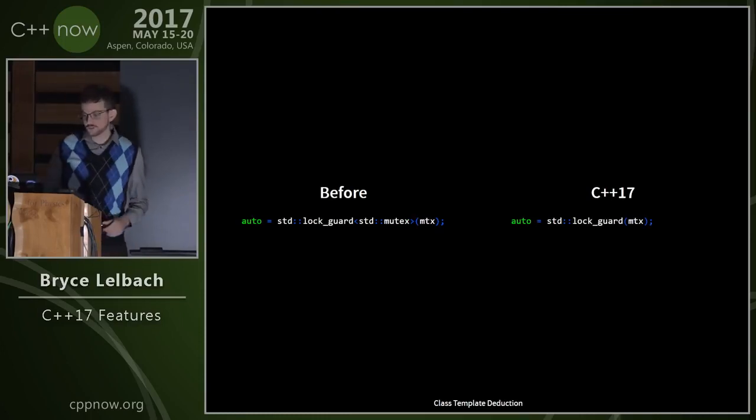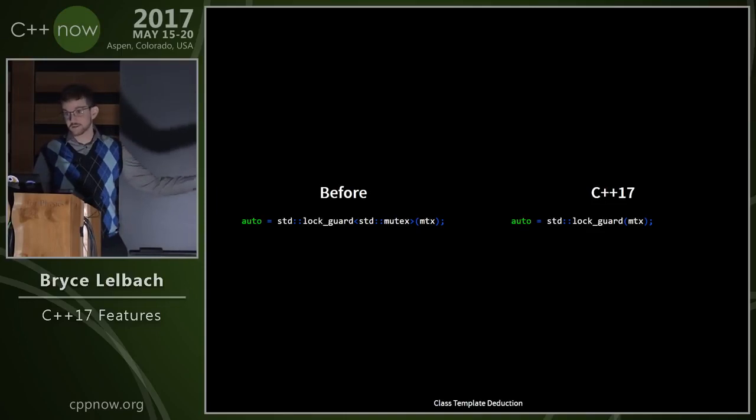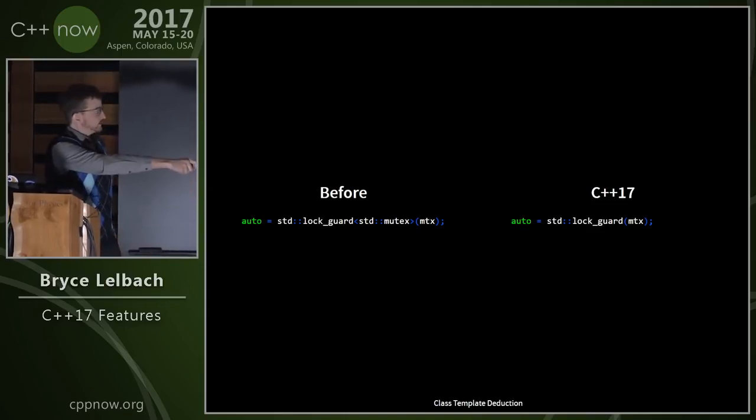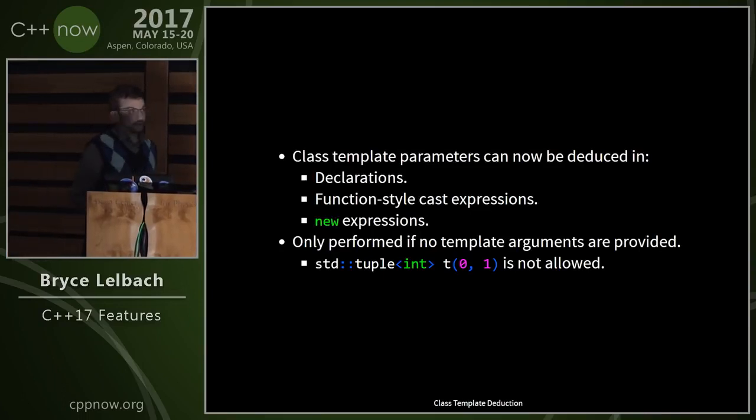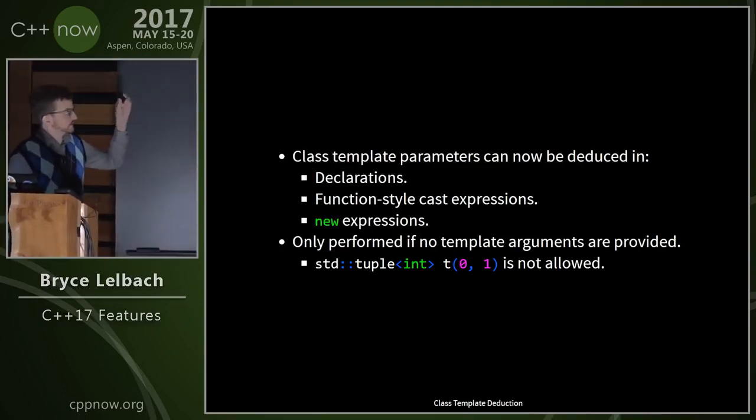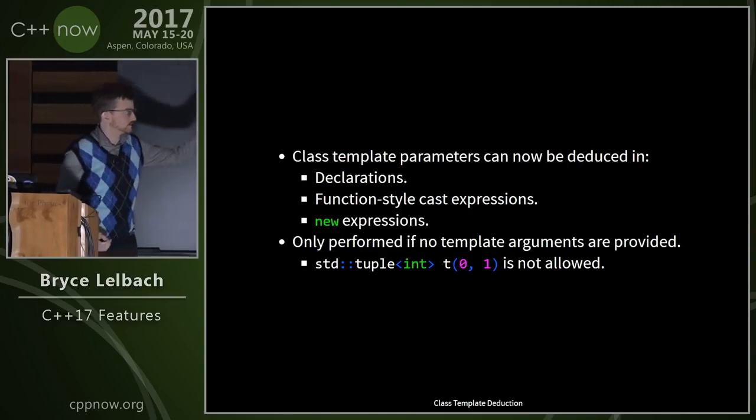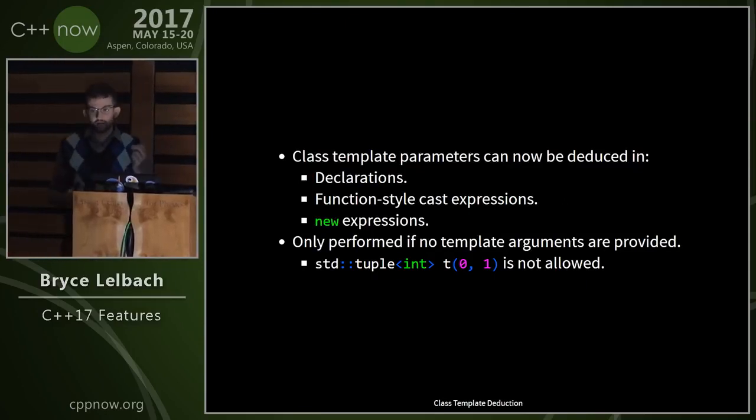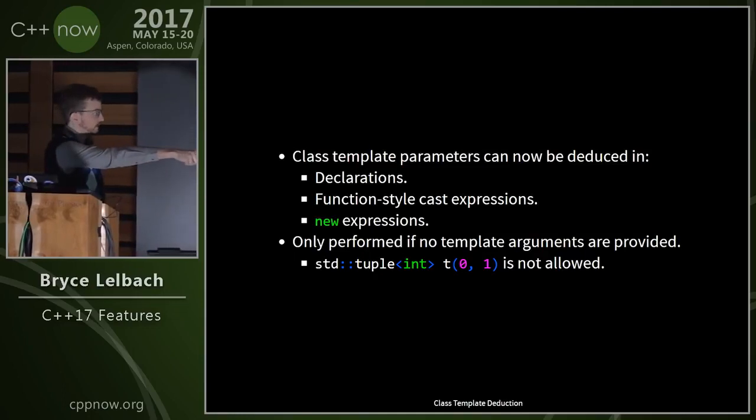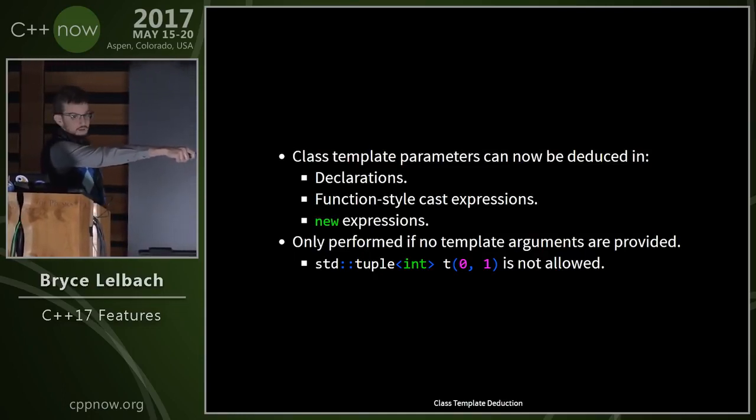And so this is really useful in a number of places like lock_guard. This makes the RAII pattern a lot easier, right? You go from having to write the mutex type, to just saying, hey, lock me that mutex. Cool. So as I said, there's three things from which class template deduction can occur: declarations, functional style expressions, and new expressions. It is only performed if no template arguments are provided. So unlike with template function deduction, you cannot specify some of the parameters and have some of them deduced. If you do std::tuple<int> and you've got t01, this will not work. You need to either provide all of them or none of them.